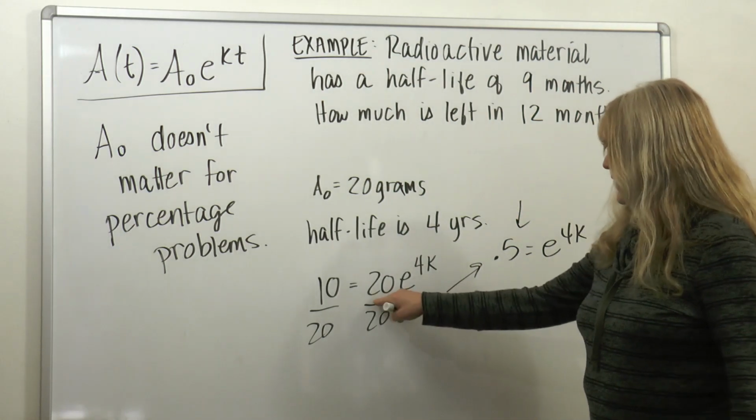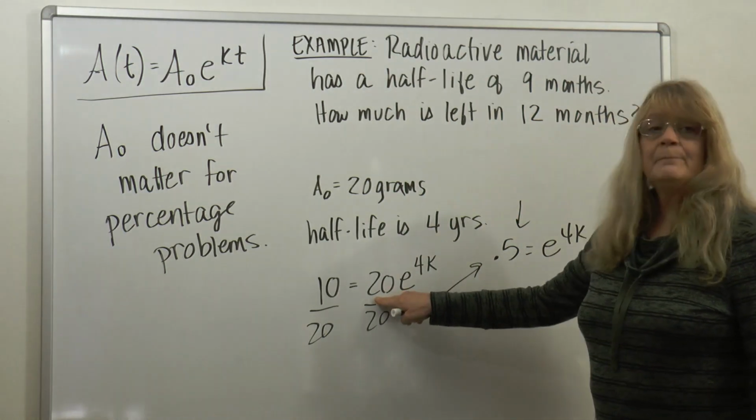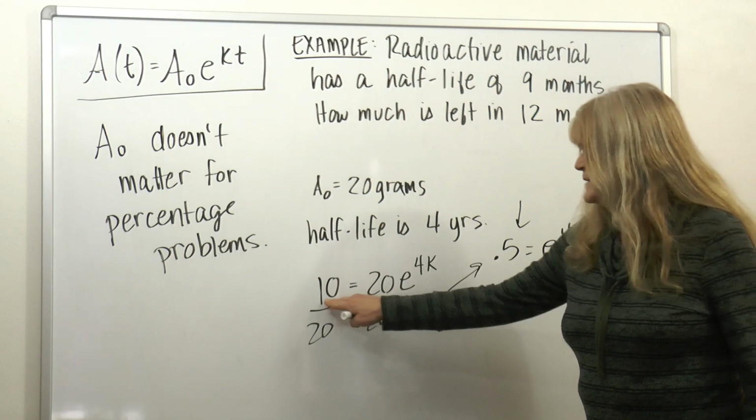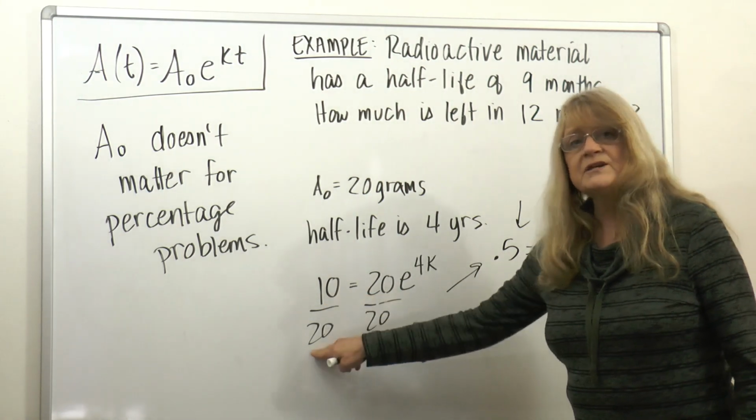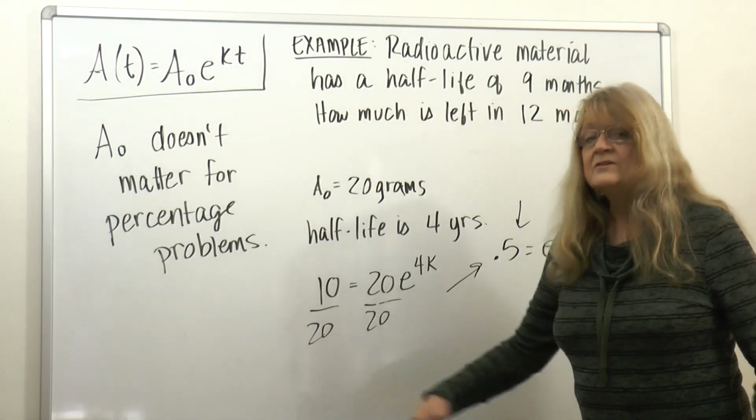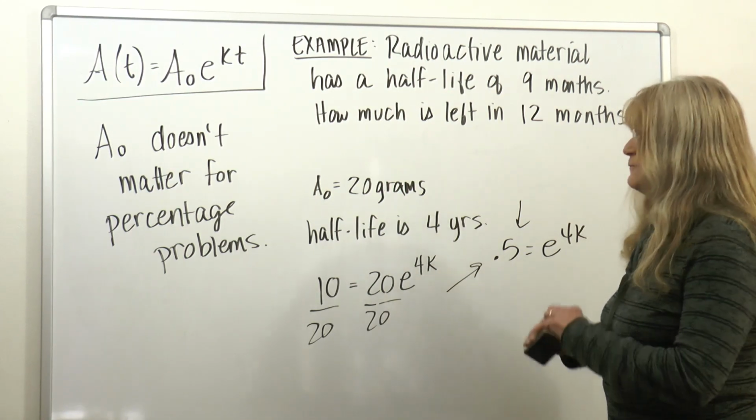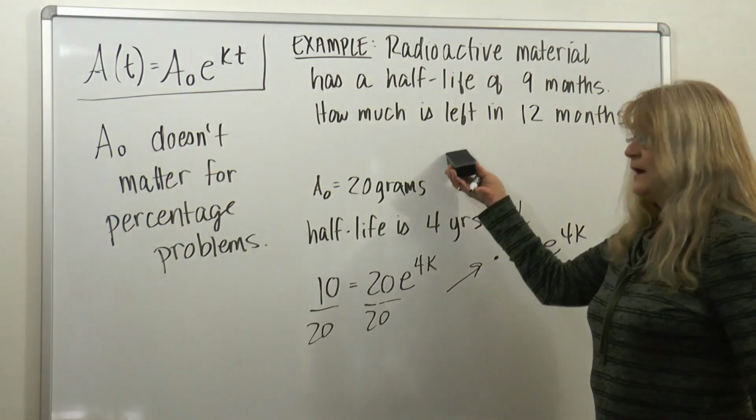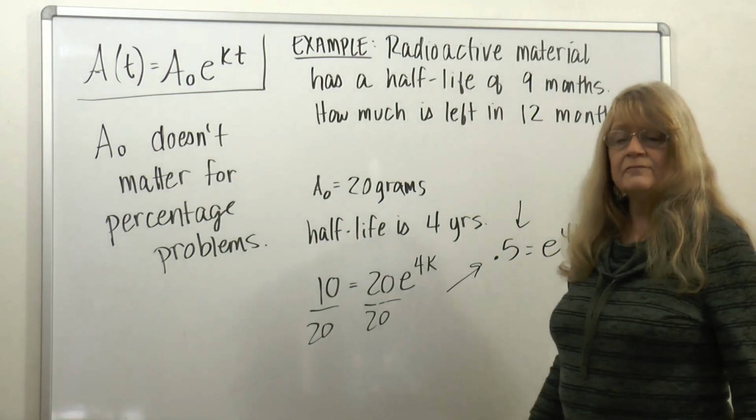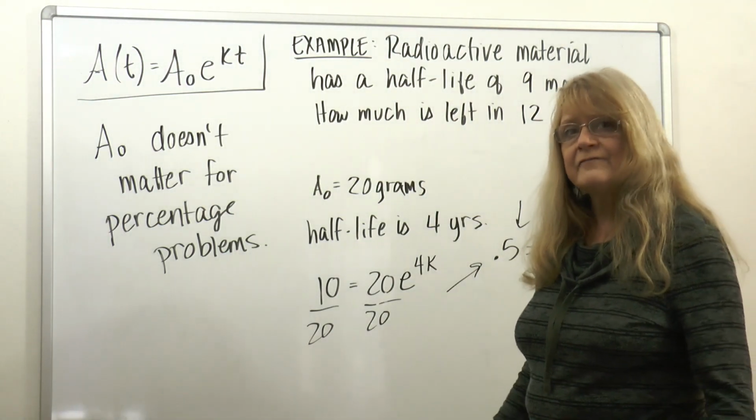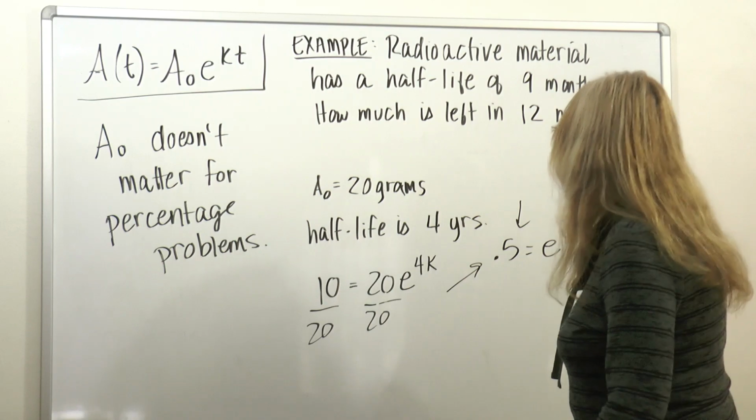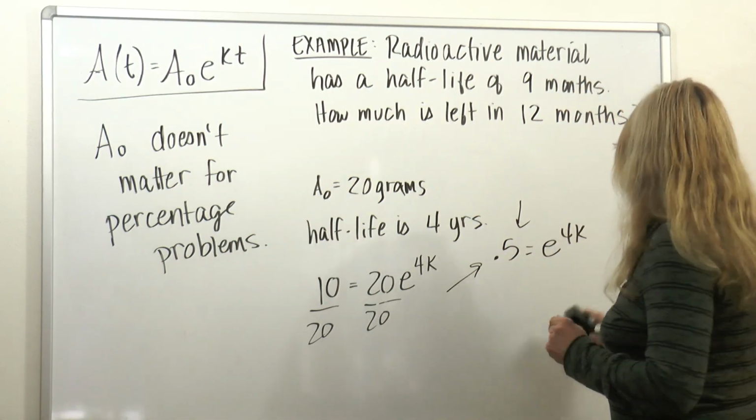It could have been, if I had 14 pounds, half of that would be 7, and then I would divide both sides by 14, I get 0.5. So it's always going to be 0.5. So I don't need to know the beginning amount. Okay, so for anything that's a percentage thing, and that's what half-life is, it's how long until half as much is there, so 50%. You don't need an A sub naught.